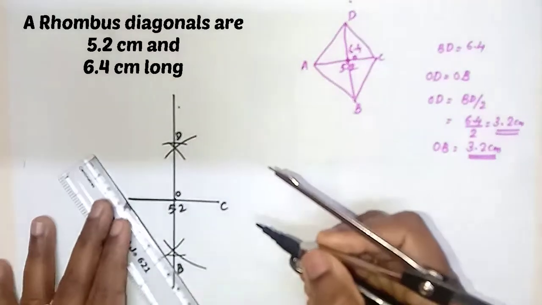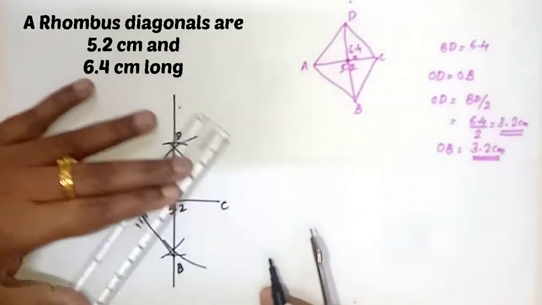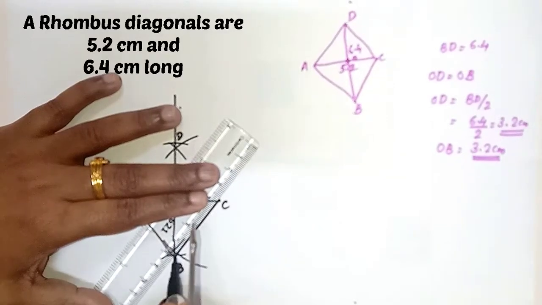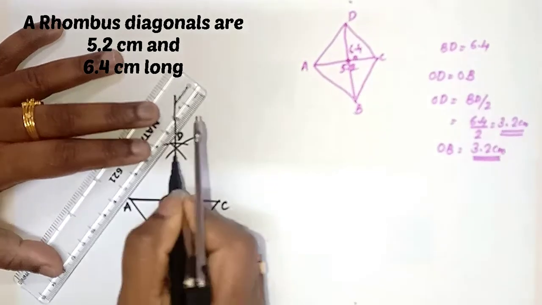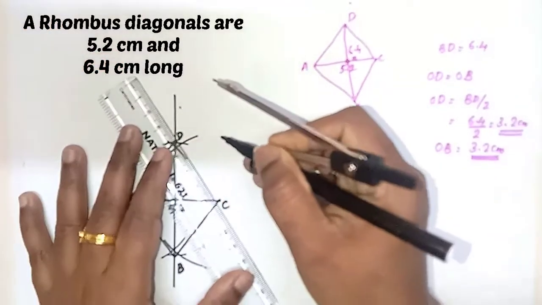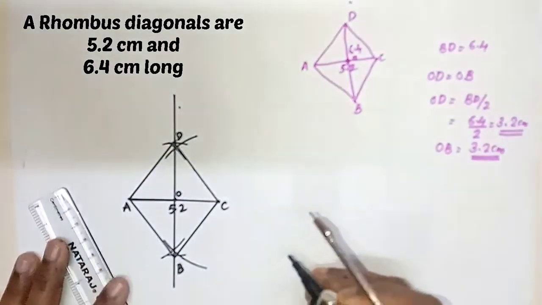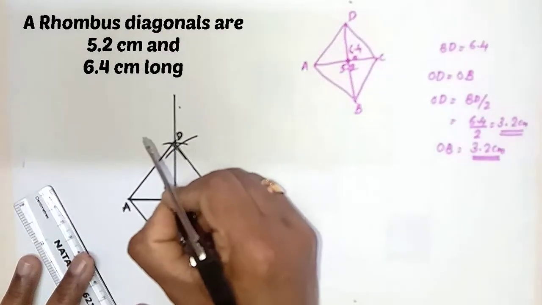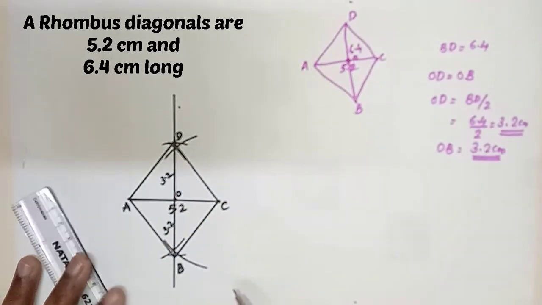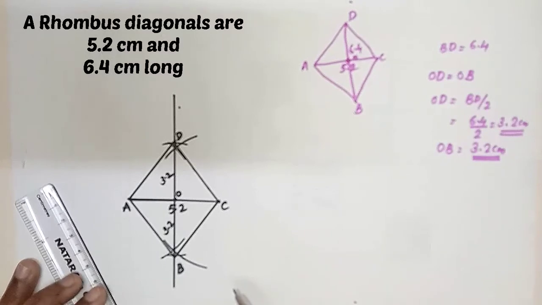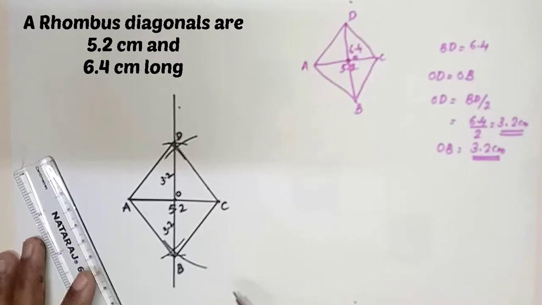Now you can join A and B, B and C, A and D, C and D. So all sides are equal here. This is the required rhombus ABCD. Hope you all understood. Thank you.